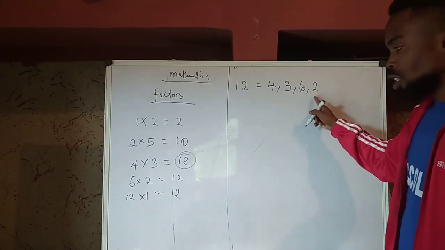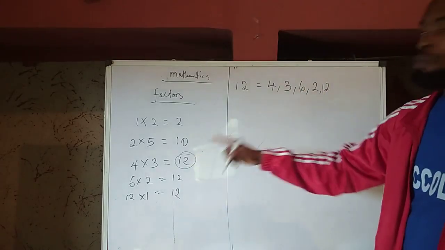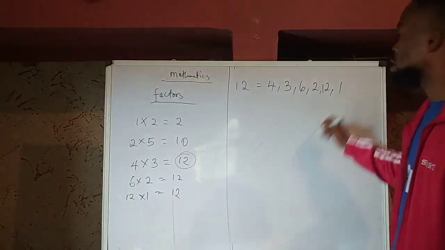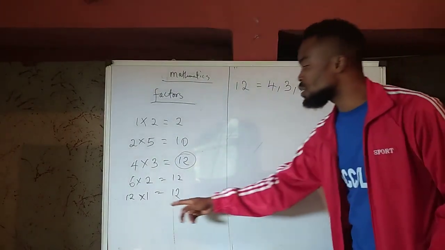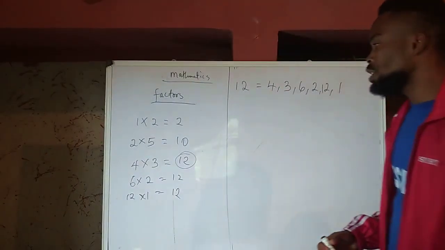And 12 also is a factor of 12 because 12 times 1 gives you 12. Alright, and then 1 is also a factor of 12 because 12 times 1 gives you 12. Okay, I don't know if you get that.